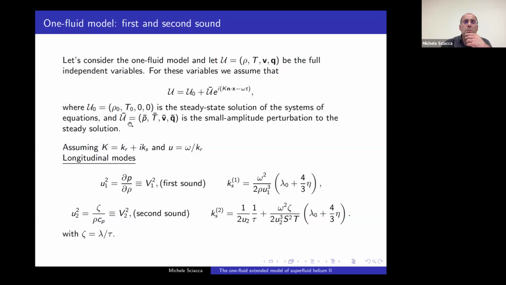Then we consider a small perturbation. When you assume that k is given by a real and a complex part, and you define the velocity as given by omega over the real part of k, you arrive at explaining, using the one-fluid model, the presence of the fifth sound, which is the classical sound, given by the variation of the pressure with respect to the density, and the second sound, which is thermal waves, and which is proportional to this Greek zeta, which is lambda over tau, where I want to remind you that lambda is the thermal conductivity and tau is the relaxation time of the flux.